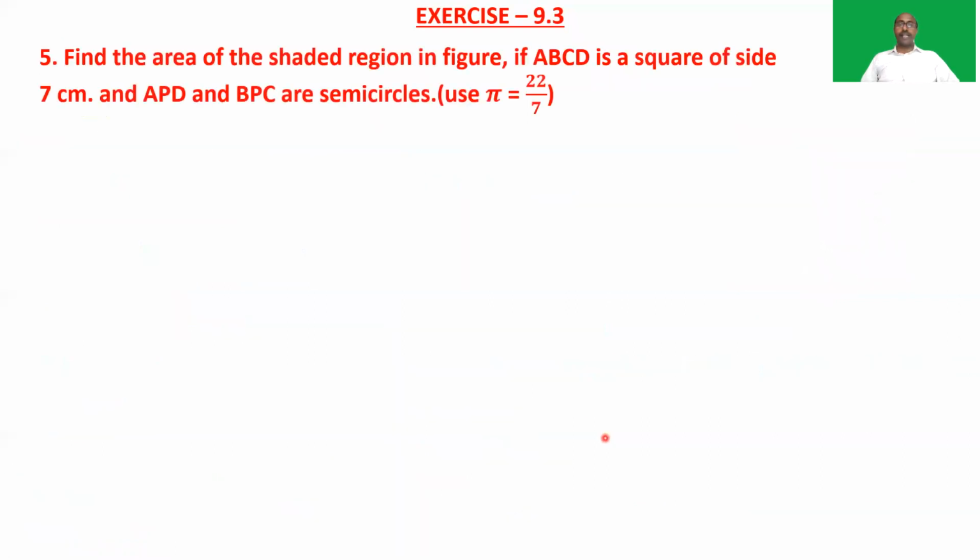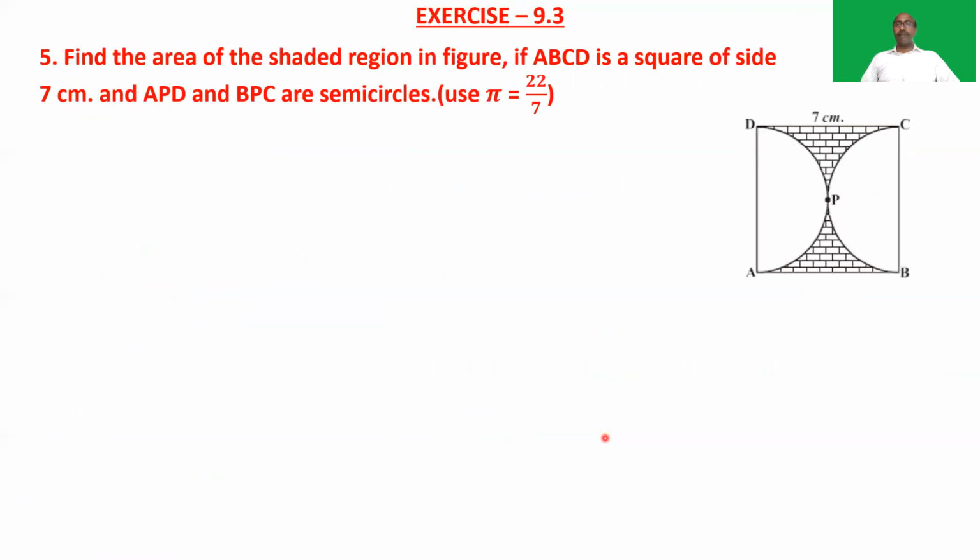Find the area of the shaded region in the figure. If ABCD is a square of side 7 centimeters and APD and BPC are semicircles, use pi is equal to 22 by 7. So it is similar to the previous problem. In this figure, ABCD is a square of 7 centimeters, and on the sides AD and BC, two semicircles are drawn which are meeting at the center, at the point P.